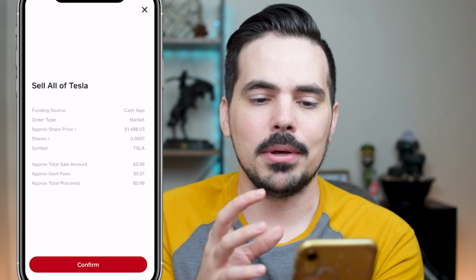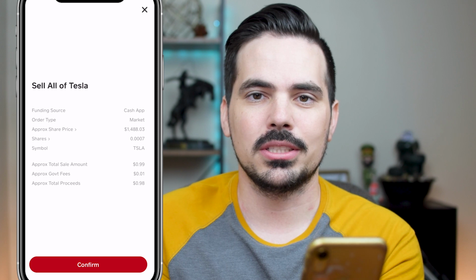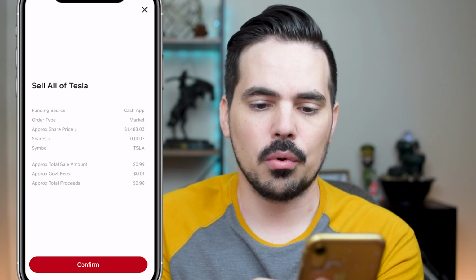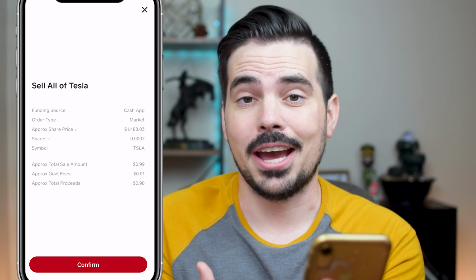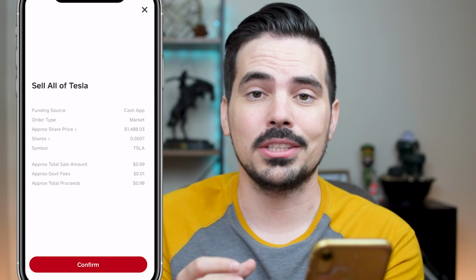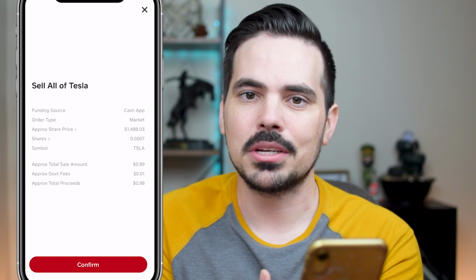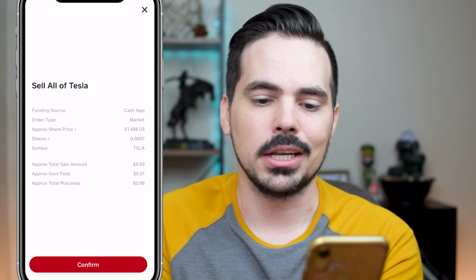Now, once this loads up over here, it's going to verify your information with a Face ID or a thumbprint. And then it's going to give you kind of like a quick synopsis of your selling process. So it says sell all of Tesla. So of course, this means the funding source is going to be Cash App, which means when you sell, this money is going to go directly into your Cash App balance. So right now I have about 7 something in there, and that's going to bump it up to over $8.